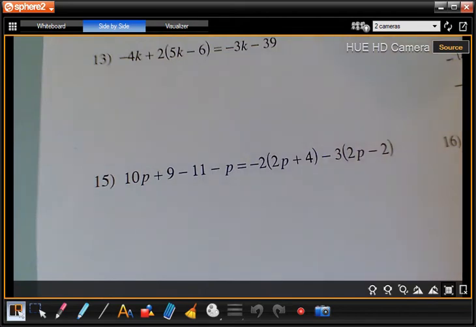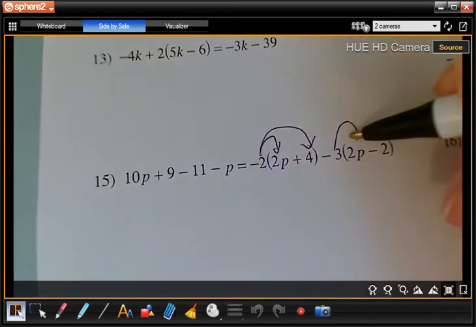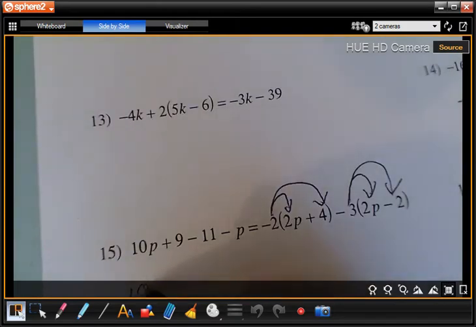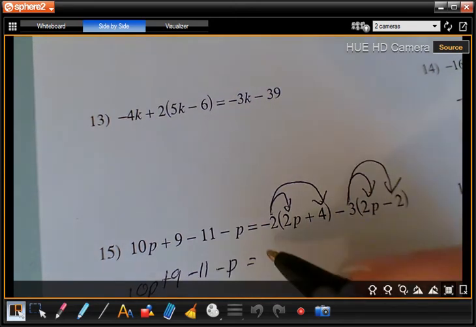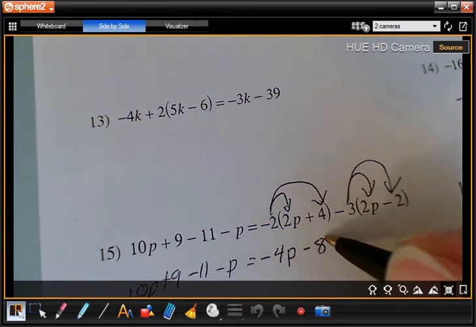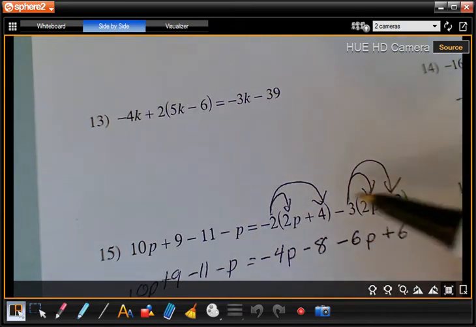Okay, let's try number 15. Number 15, I've got multiple distributions here, so I can't really divide these out. I'm going to have to do that distribution in order to solve it. So I'm going to keep the 10p plus 9 minus 11 minus p on this side. And I'm going to get -4p minus 8 minus 6p plus 6, remembering that the negative times the negative gives me that positive.